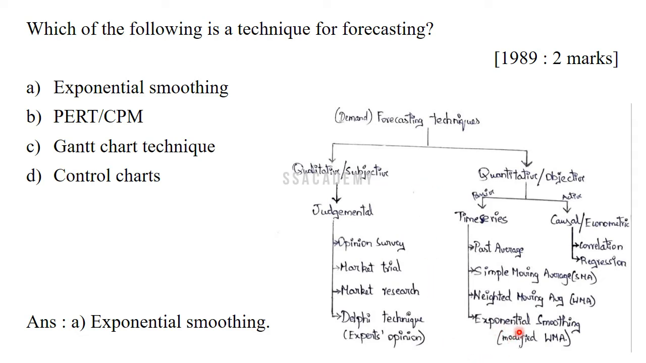Here you can see exponential smoothing is a forecasting technique, and as A is the forecasting technique, we can go with that. Whereas PERT or CPM are related to project activities, Gantt chart technique is related to scheduling activity, and control chart is related to applied quality engineering.